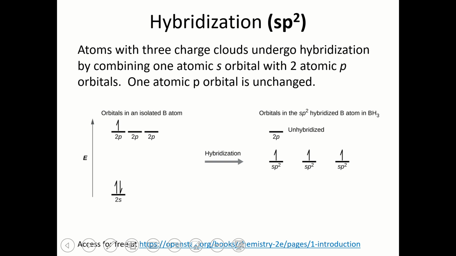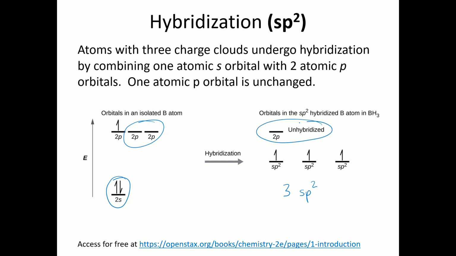So next we're going to look at sp2 hybridization. This happens when you combine an s orbital with only 2 of your p orbitals. And so together you get a total of 3 sp2 hybridized orbitals, and you get 1 unhybridized p orbital at the top. Okay, so that energy level is not going to change, but the remaining 3 will have the same energy level.